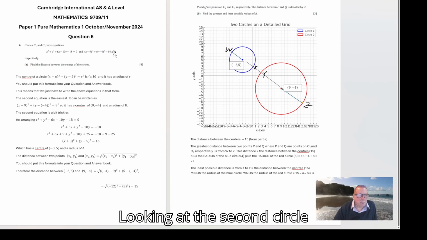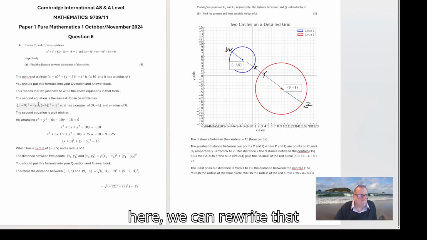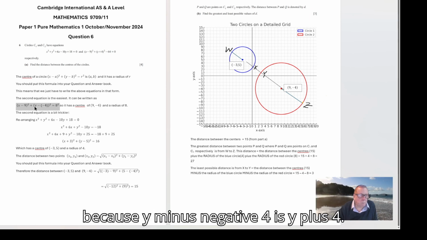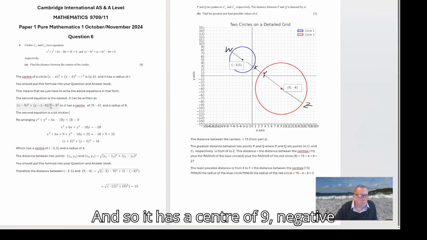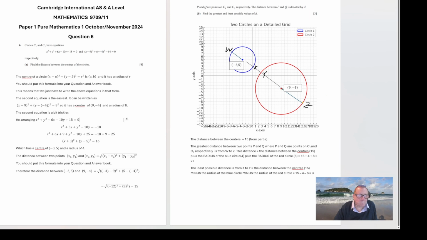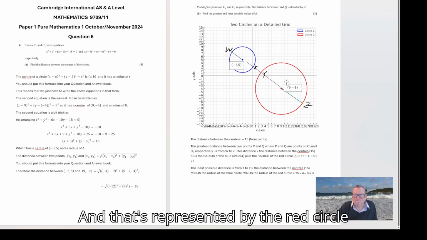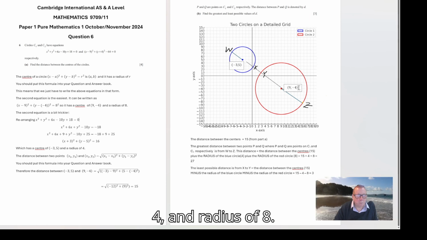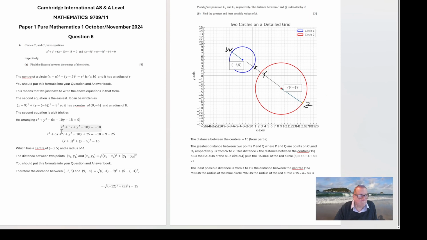Looking at the second circle here, we can rewrite that as (x − 9)² + (y − (−4))² = 8², because y minus negative 4 is y plus 4. And so it has a center of (9, −4) and a radius of 8. That's represented by the red circle over here, center (9, −4) and radius 8.